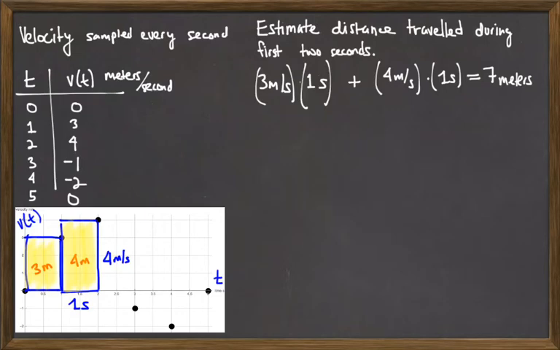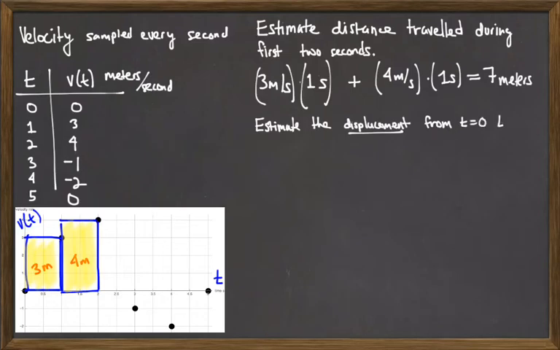I'd like to continue this process on over to t equal to 5, but keep in mind that the velocity will start to become negative. So we'll start losing distance that we've traveled, and it would be really incorrect to call it the distance that we've traveled. I want to change the term I use here. What I'd like to do is estimate the displacement of the object from t equal to 0 to t equal to 5. This word displacement means the net change in position.